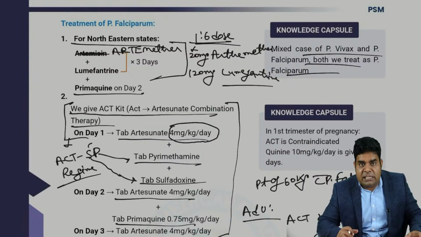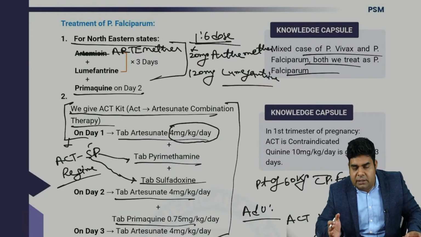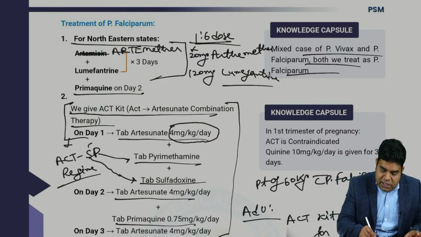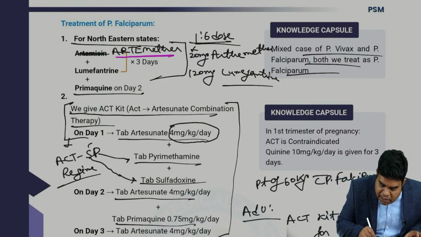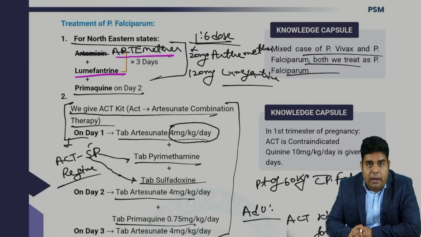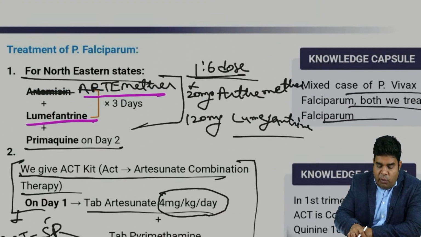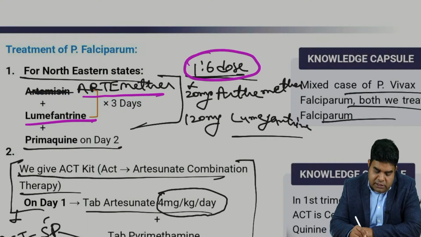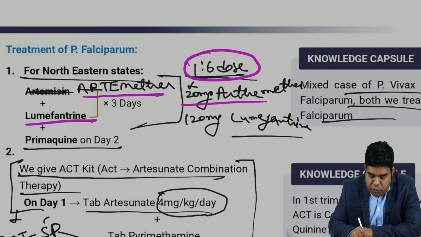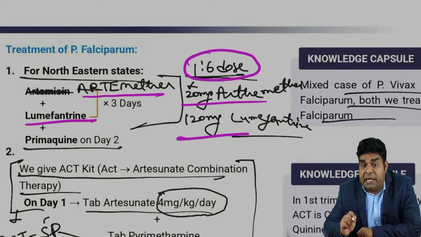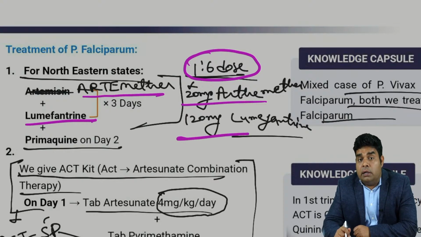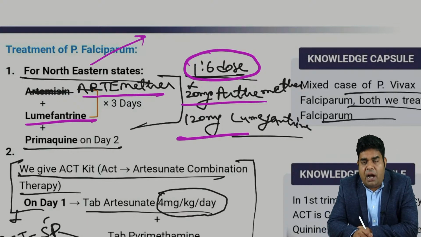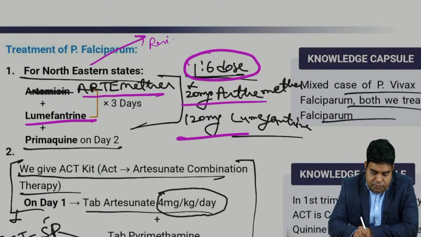Now, when it comes to falciparum, in other states, we give artesunate. But in northeastern states, we give artemether plus lumefantrine. And they have asked it, this tricky question, that what is the dose ratio of artemether lumefantrine? The dose ratio is 1:6. So if artemether is 20 milligram, you will give lumefantrine 120 milligram, 1:6. So why this difference? Because northeastern state, in these state, artesunate resistance is there.